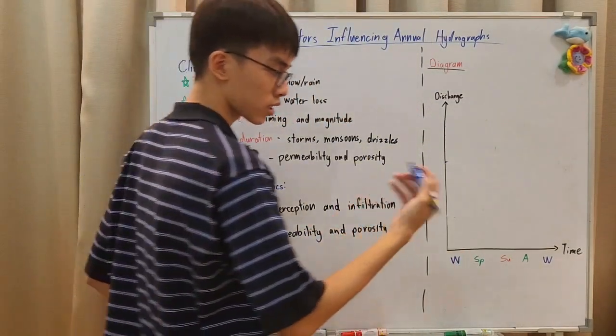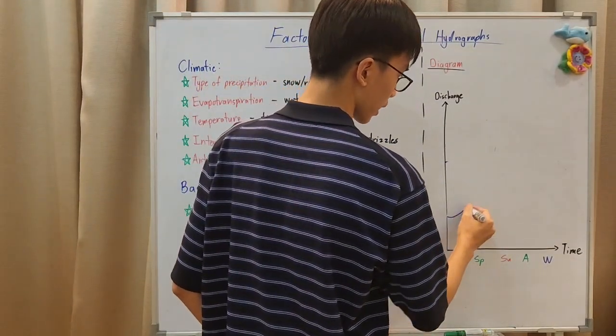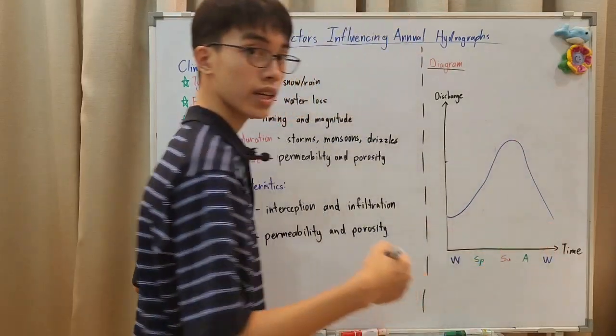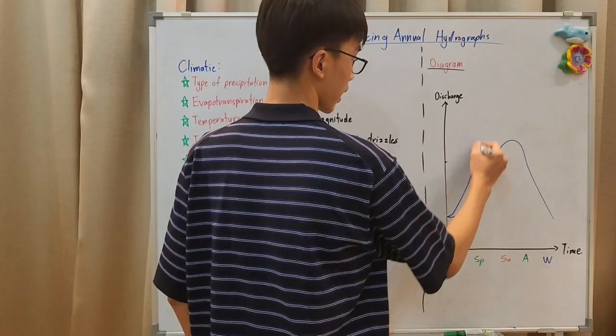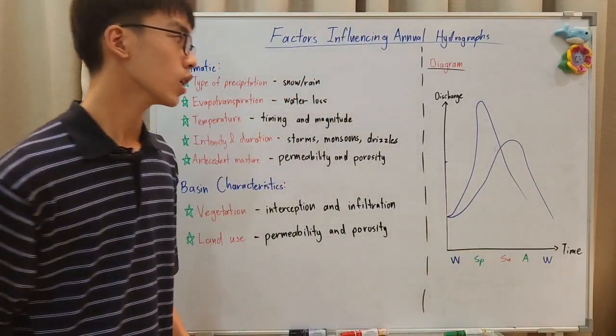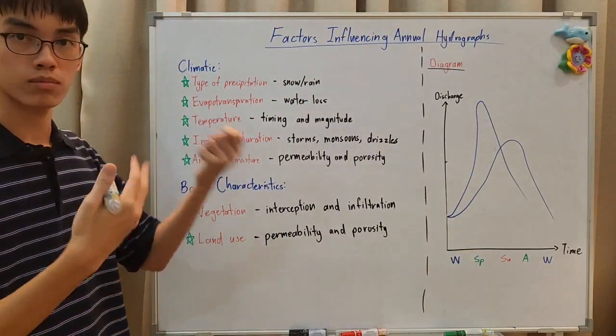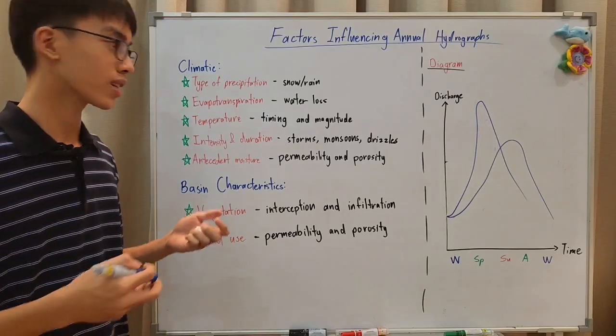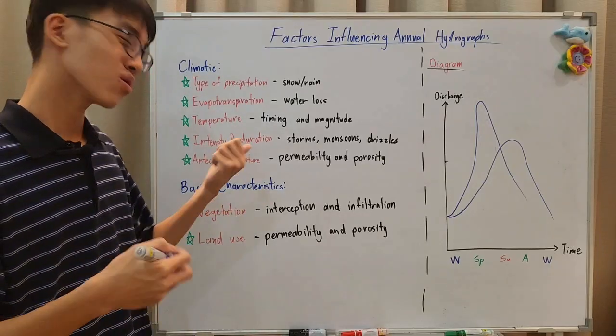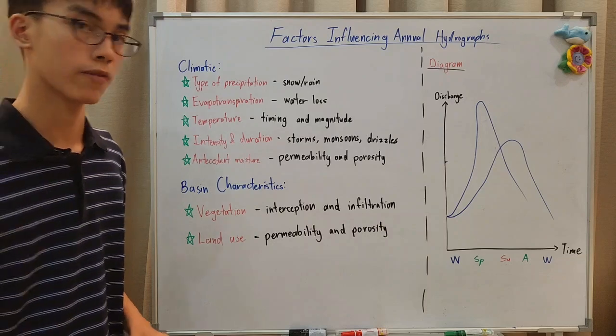Maybe instead of a gradual snow melt, you're going to get really, really high snow melt because of higher temperatures. So that's how temperature can affect the type of precipitation or snow. Obviously, if it's colder, then you're going to get snow. If it's warmer, then you're probably going to get rainfall.